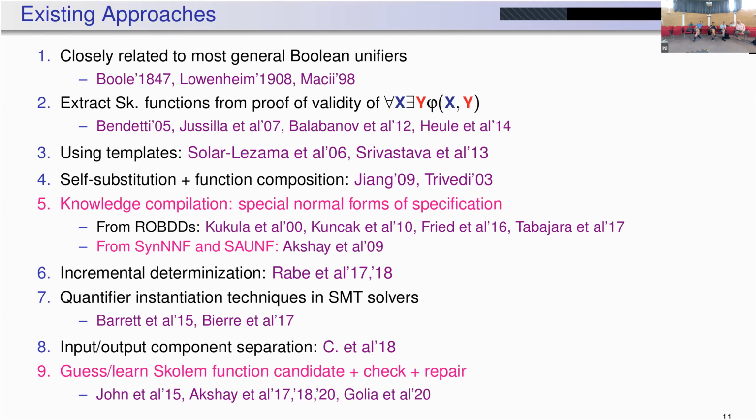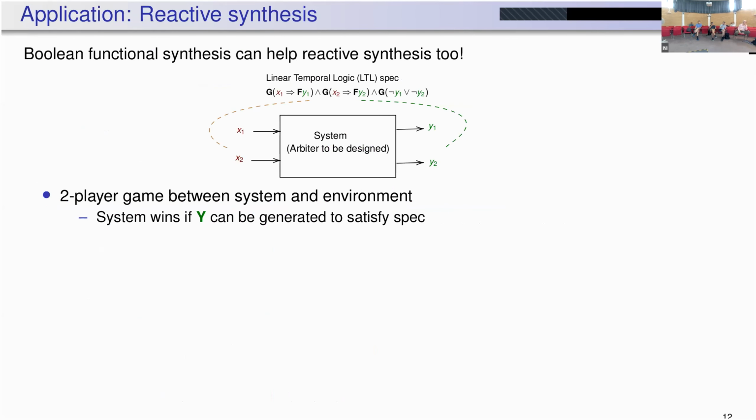There are several other techniques. I'm going to focus in today's talk on number 5 and number 9. So number 5 is knowledge compilation, where if the specification is given in a special form, then it turns out that synthesis becomes simple. And the other approach is to guess or learn an initial Skolem function candidate, then check it, and then iterate. Okay, so let me quickly go through some applications before I jump into the main part.